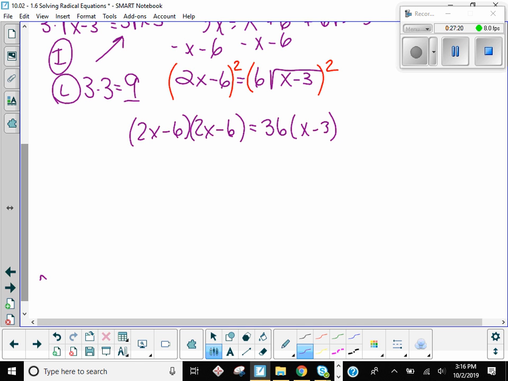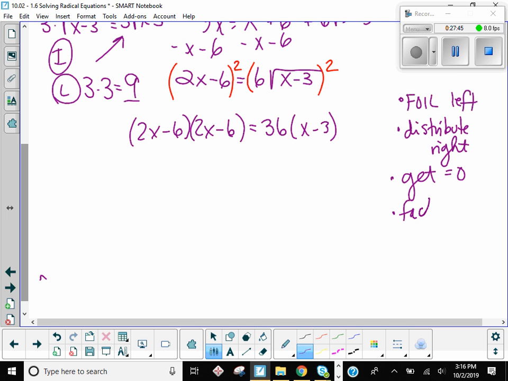So I'm going to give you a few moments to wrestle with the rest of this problem. You will begin by foiling the left, distribute on the right, you will get it equal to 0 so that you can factor and solve, and then you will check for extraneous. So take a few minutes and do that. And I have these steps up here to help you out.